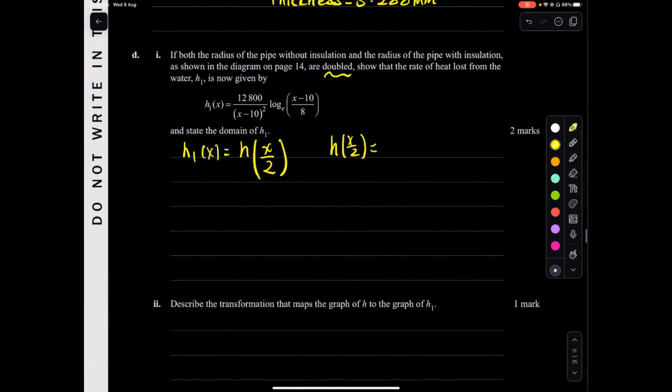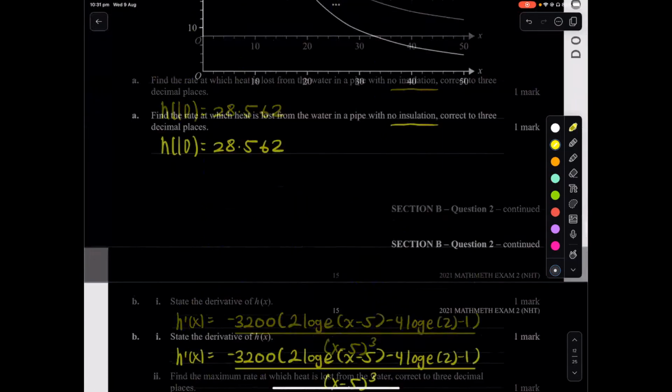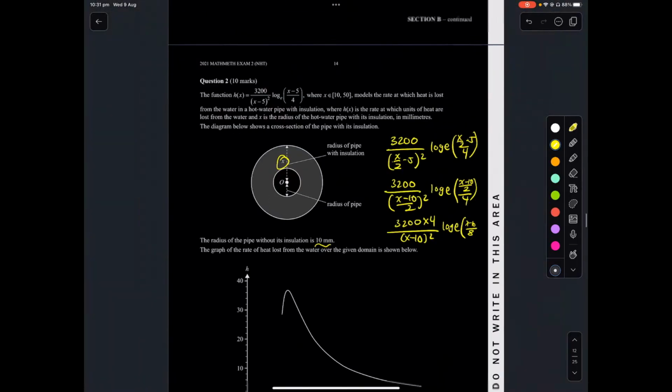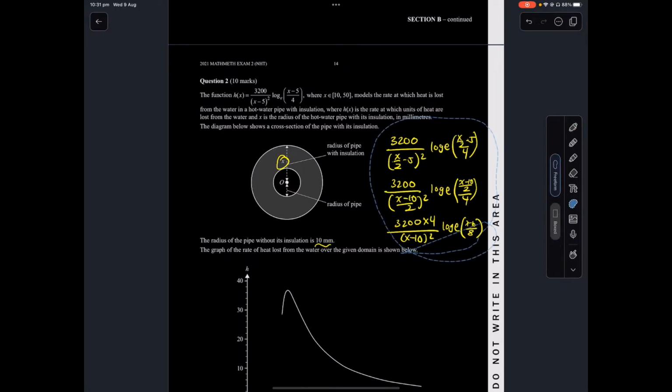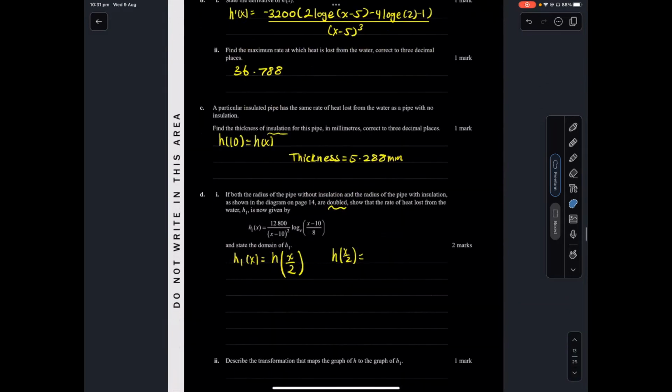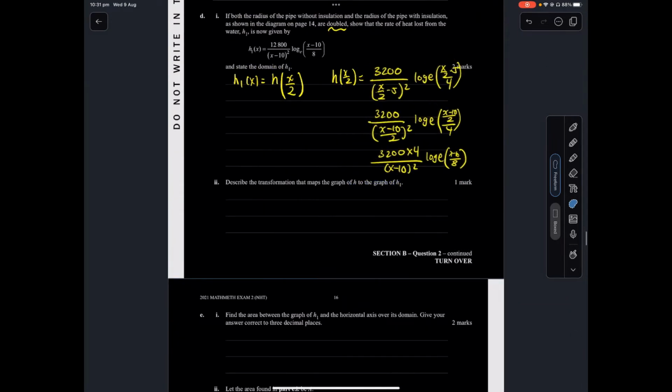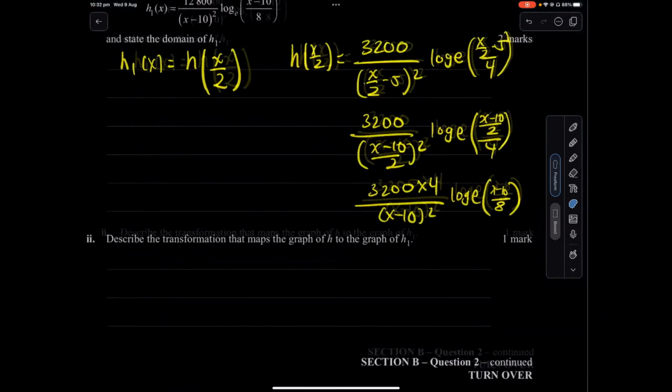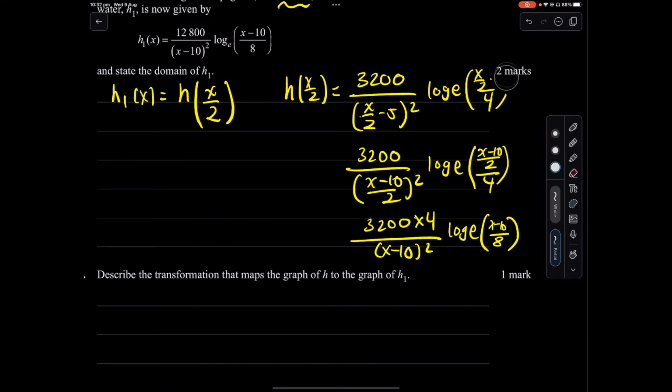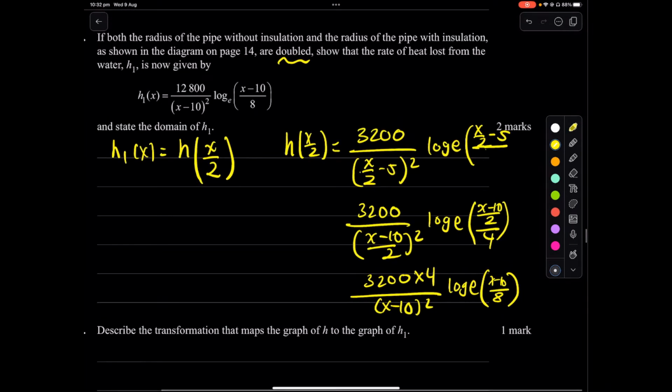So right. Whatever I did here, I'm just going to copy and paste it really. x minus 10 is this. So I'm just going to copy this. I'm going to come back over here, paste it over here. Okay, write it nicely. So x minus 5, all over 2.